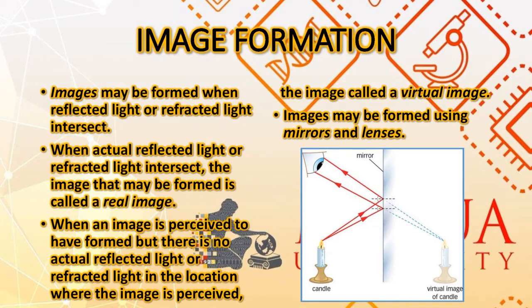Now, since reflected light is in front of the mirror and the image is behind the mirror, the image is formed where there is no reflected light. Thus, the image formed is a virtual image.